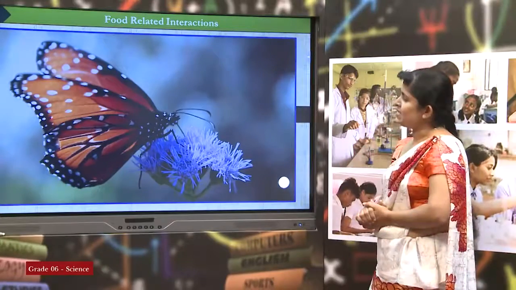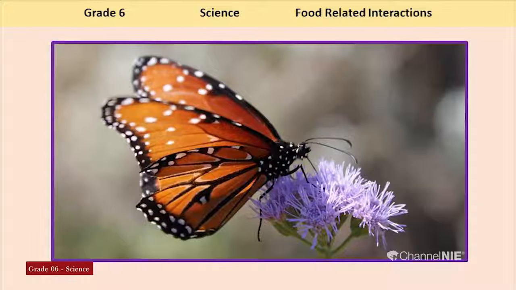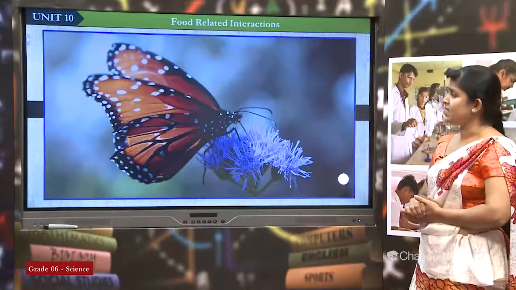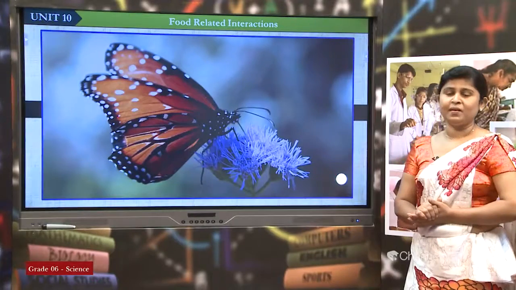Yes. What is the animal given on the screen? You can easily identify, there is a butterfly. We all love butterflies. The butterfly is a lovely animal. You can see that the butterfly is sucking nectar from a flower. Nectar is a plant material. So, we can say that the butterfly is an animal which depends on plant material. Keep that in your mind. The butterfly is an animal which depends on plant material.